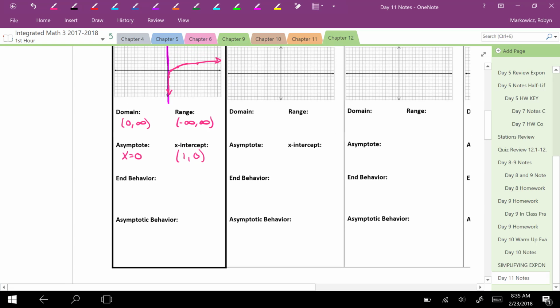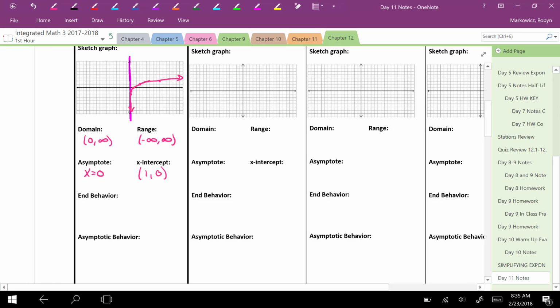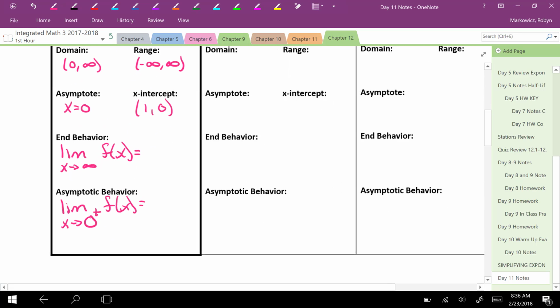So if we take a look here, let's look at the left side first. Are we going to the end of the graph or towards the asymptote? Asymptote. So we're going to write our limit statement under asymptotic behavior. So the limit as x is approaching, what is the asymptote? 0. Good. We got to put in that plus sign because we're coming from the positive side of the graph, the right side of the graph. And I'm going to write in the other side for the end behavior because x is going to infinity there.